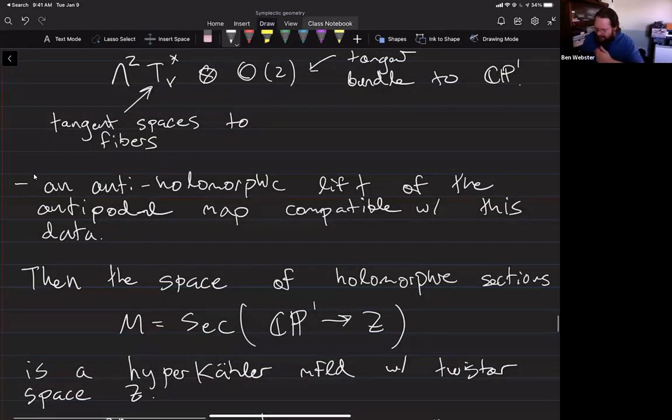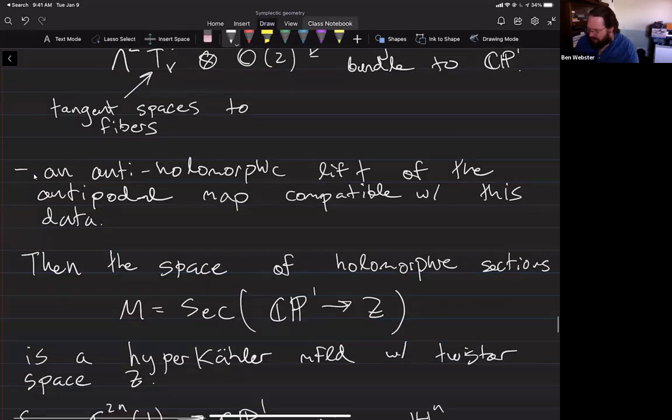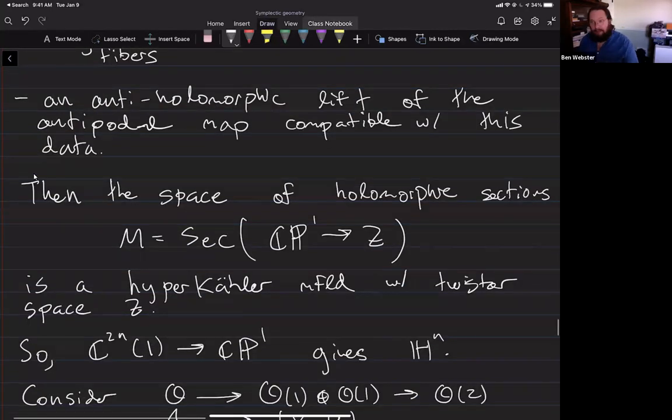And if that's the case, then the space of holomorphic sections of this map, so maps back from CP1 up to Z, is a hyperkähler manifold whose twistor space is this Z. This is just a more invariant way of saying the points in any one fiber. I can identify all the fibers using these holomorphic sections, but it's not a holomorphic map, as we know, because the fibers have different complex structures.